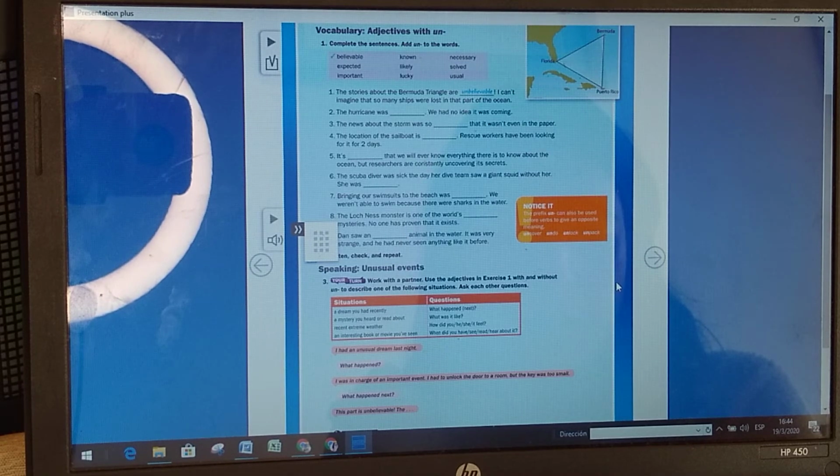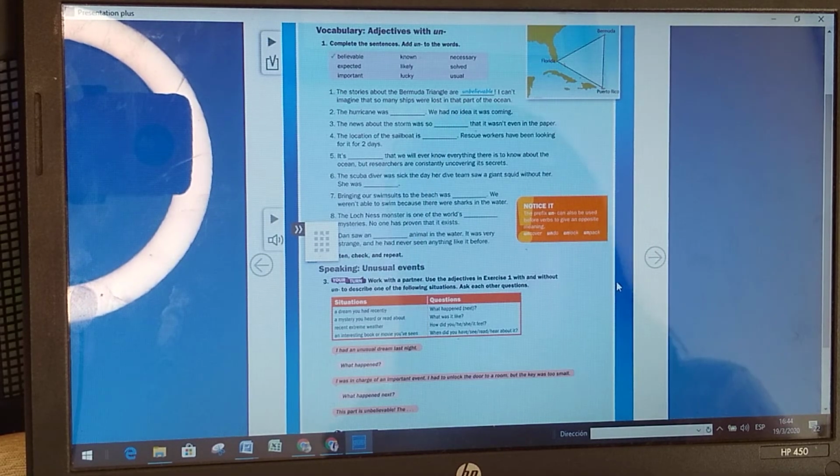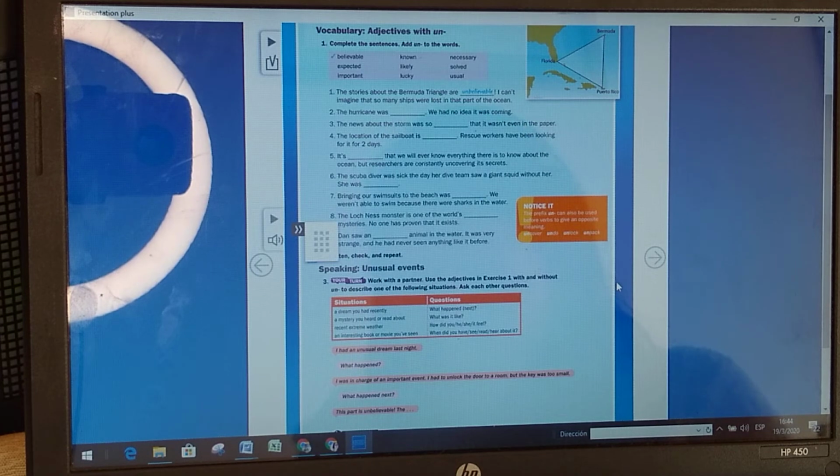So I'm going to ask you to use at least 3 of the adjectives with UN presented in activity number 1, and think about what happened, what is it like, because it is still going on. How do you feel with it? What have you heard about it? So I'm going to write instructions in the forum, but just for you to know that we are going to use these adjectives that are very necessary.